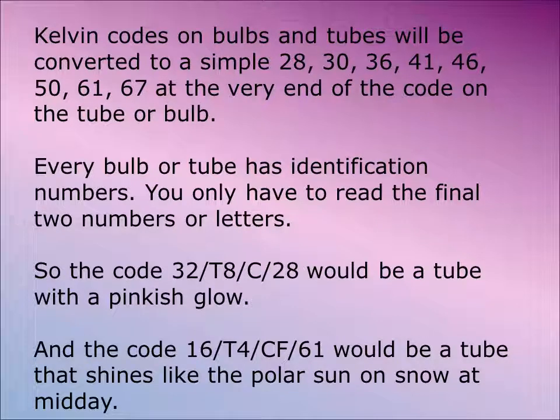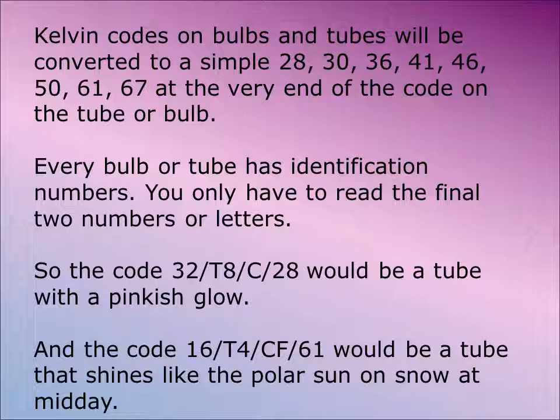Kelvin codes on bulbs and tubes and LEDs will be converted to a simple 28, 30, 35, 41. They'll take the zeros off, in other words, because there's limited space on a light bulb and especially on an LED. So you will be looking for the numbers 28, 30, and 35. Those will be our friendly numbers. And the rest are numbers that have too much blue. And these will be the very last numbers on the code.